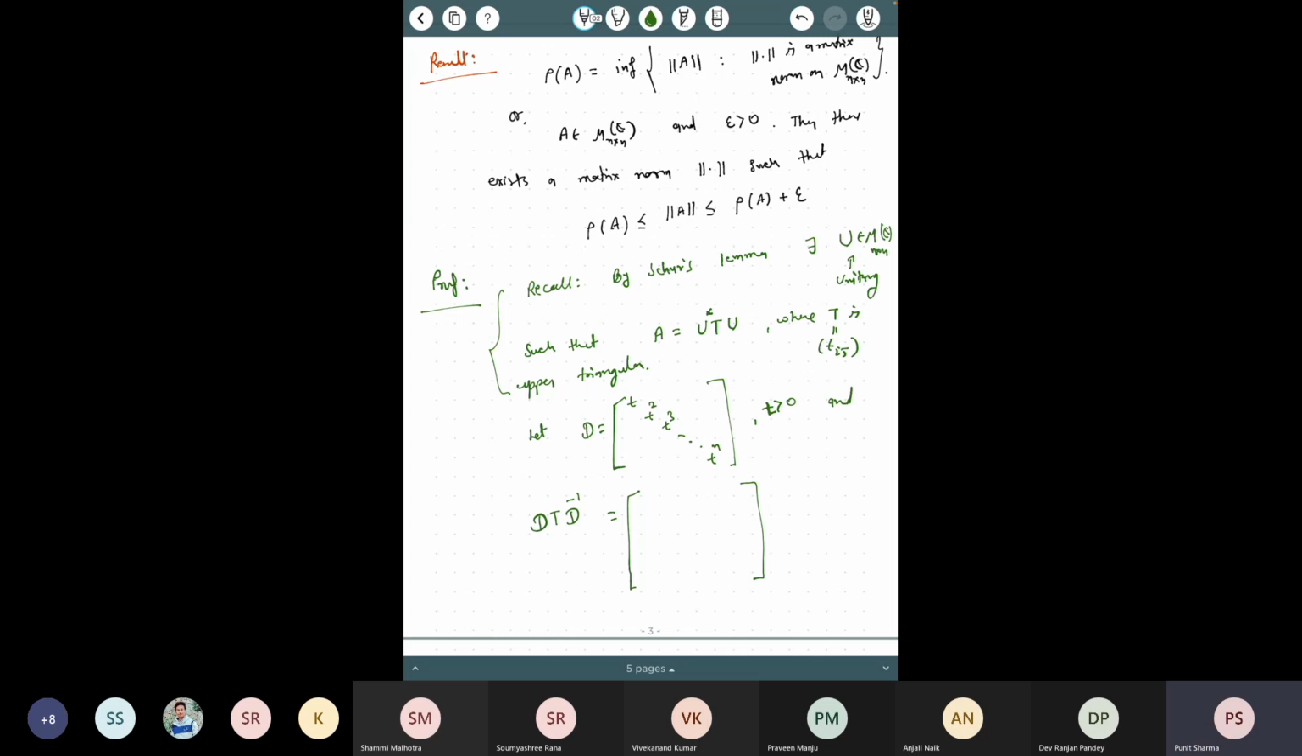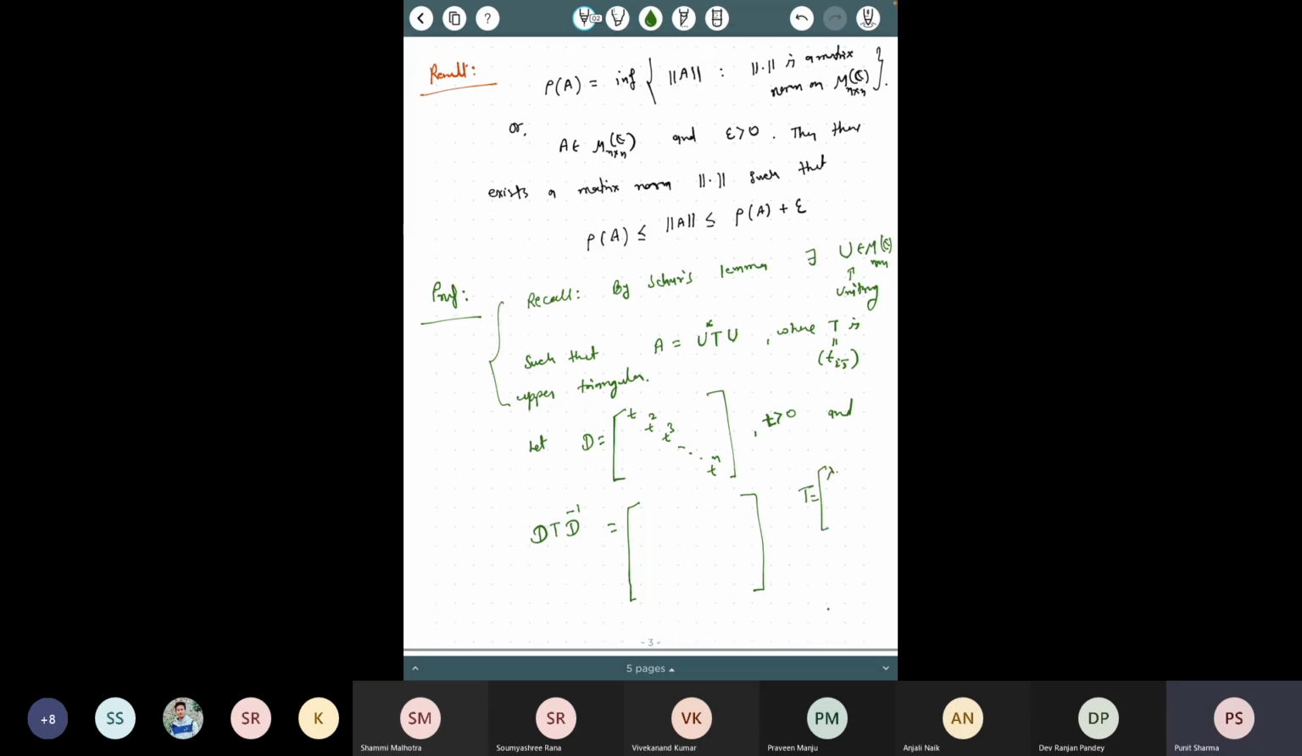So diagonal would be, suppose I denote lambda1 to lambda n as the eigenvalues of A. So let's say T is of this form, lambda1 to lambda n, where this lambda i is actually Tii, and then these entries are 0 because this is an upper triangular matrix, and here I have these Tij entries in the upper triangular part.